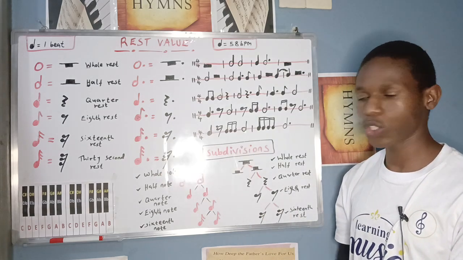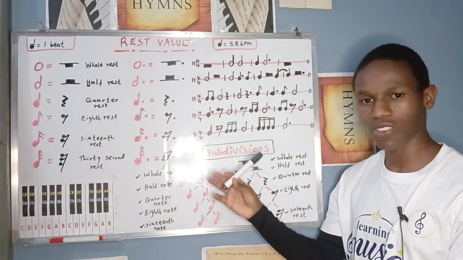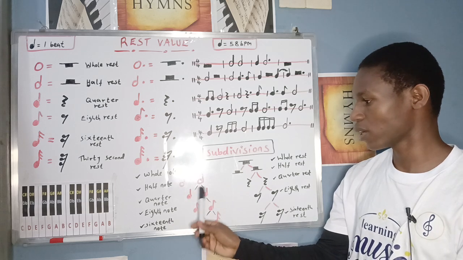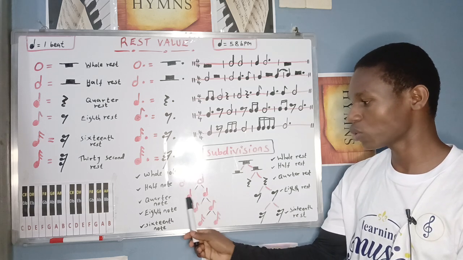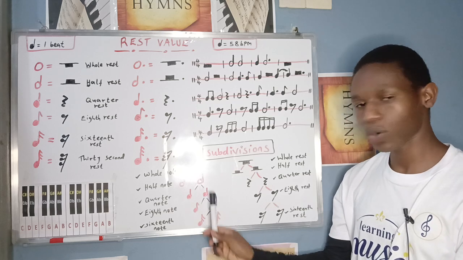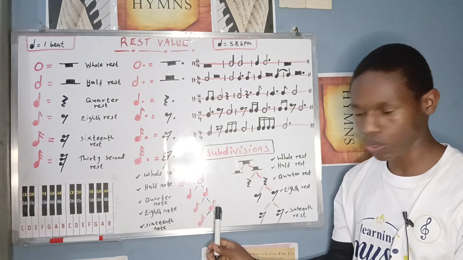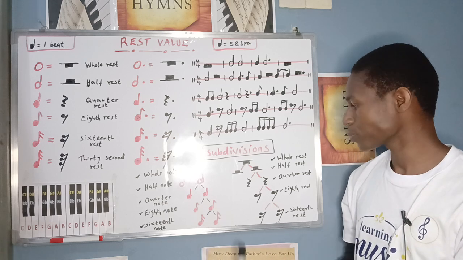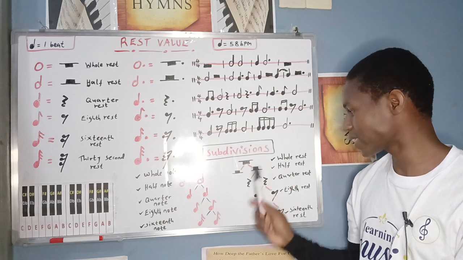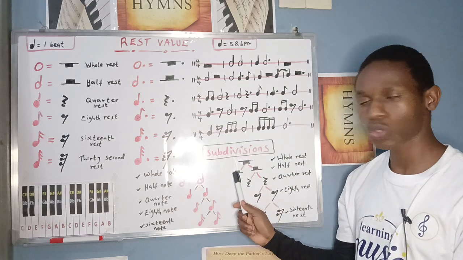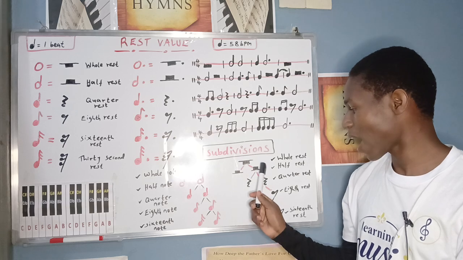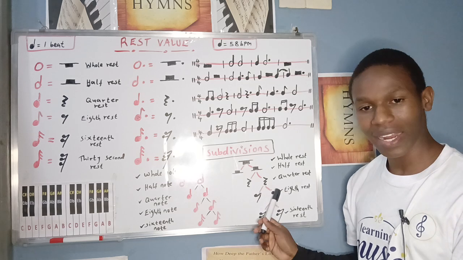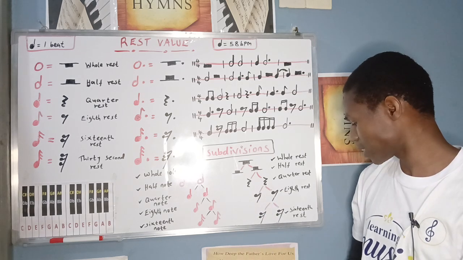If you want another way to visualize it, you can look at it in terms of subdivisions. A whole note is divided into 2 half notes, a half note is divided into 2 quarter notes, a quarter note is divided into 2 eighth notes, and an eighth note is divided into 2 16th notes. The same thing with rests. A whole rest is divided into 2 half rests, a half rest into quarter rests, a quarter rest into eighth rests, and an eighth rest into 16th rests.